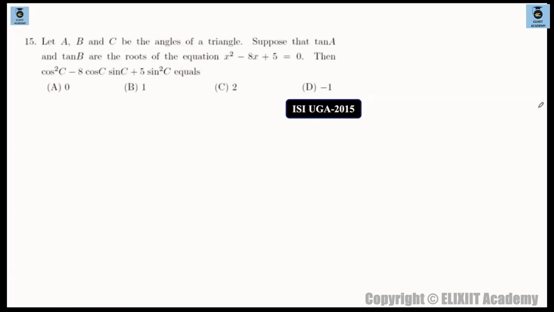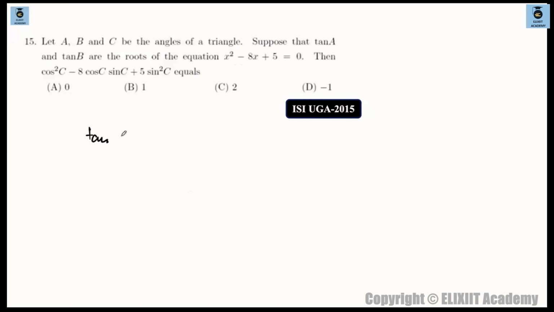Next question, once again from the same year, UGA 2015. Let A, B and C be the angles of a triangle. Suppose that tan A and tan B are the roots of the equation x square minus 8x plus 5 equals 0. We have to find the value of cos square C minus 8 cos C sin C plus 5 sin square C. So what is given first? Tan A and tan B are the roots of this equation. So the moment you see roots, first of all use Vieta's formula, the sum of roots and the product of the roots, because here we have a quadratic.